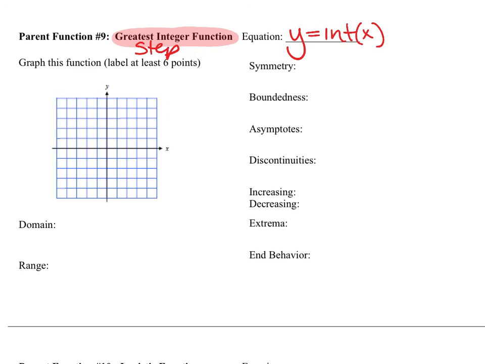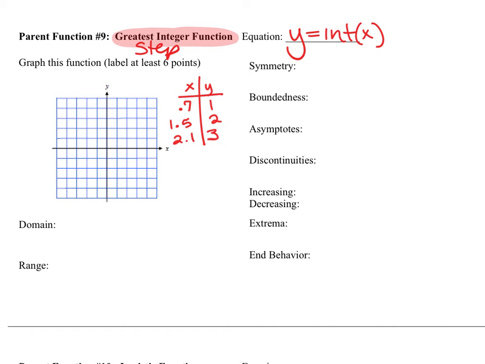Basically what this means is every x value that you plug in, like maybe 0.7, is plotted as the next highest integer. So the next highest integer or whole number is 1. If I had like 1.5, the next highest integer would be 2. If I had 2.1, the next highest integer, not that I'm rounding, but the next highest is like 3.